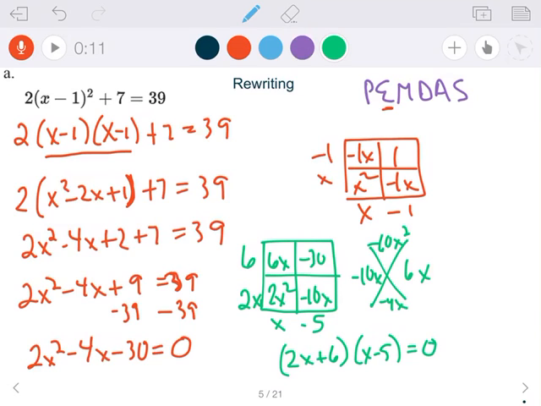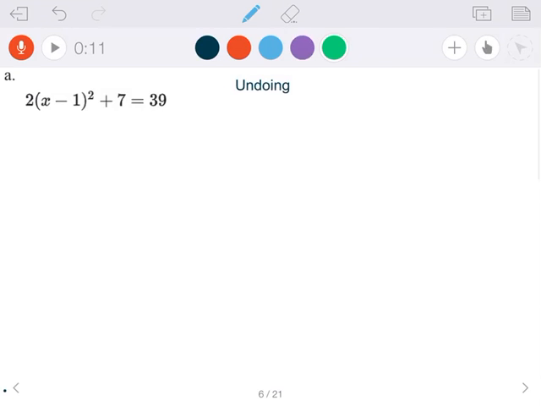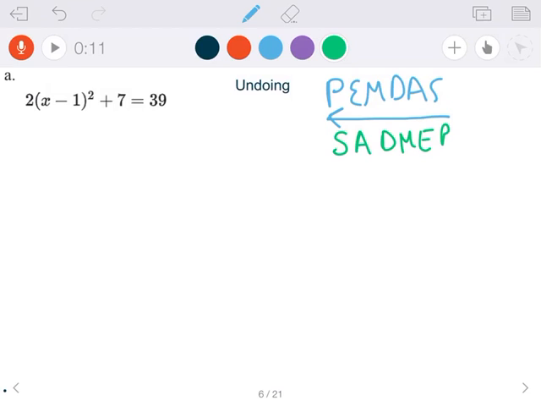And when I set them equal to 0, I get x equals, this is going to become negative 6 divided by 2, so negative 3. And the other one is going to become x equals 5. So that's one method, is solving by rewriting. You could have approached this in a totally different manner: undoing. And if you're undoing something, you're basically taking that idea of PEMDAS and you're doing it in the complete opposite order. So you're actually looking at the operations in reverse.